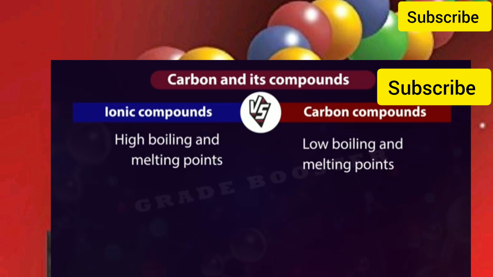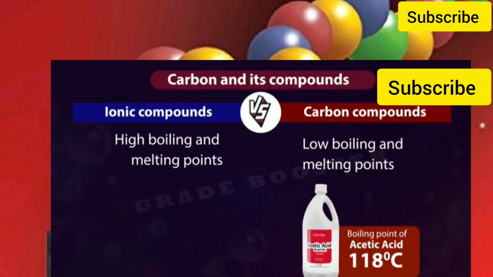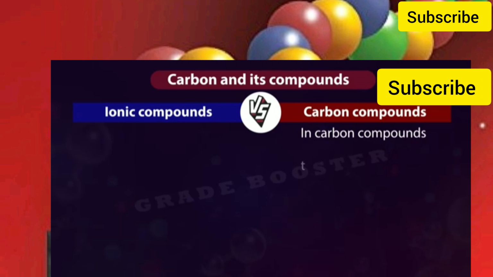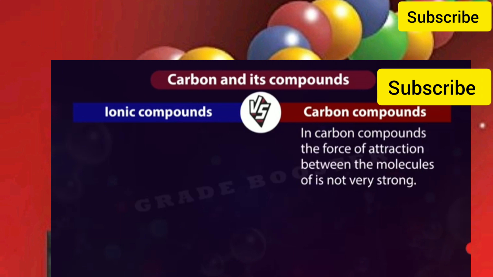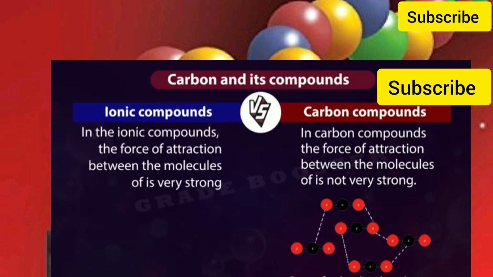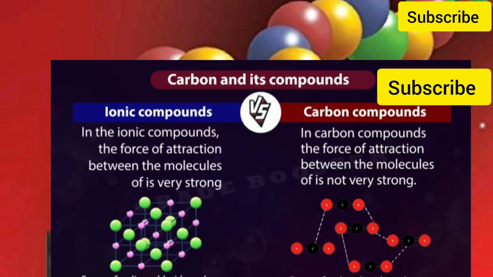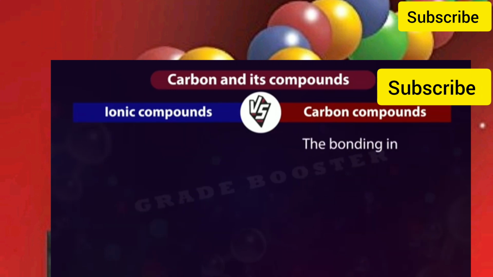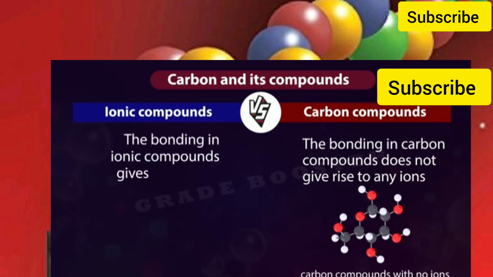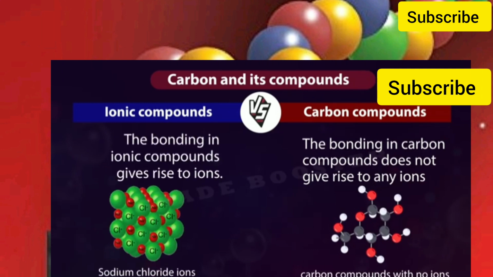For example, the boiling point of acetic acid, which is a carbon compound, is about 118 degrees Celsius, whereas the boiling point of an ionic compound like sodium chloride is 1413 degrees Celsius. In carbon compounds, the force of attraction between the molecules is not very strong, whereas in ionic compounds, the force of attraction between the molecules is very strong. The bonding in carbon compounds does not give rise to any ions. The bonding in ionic compounds gives rise to ions.